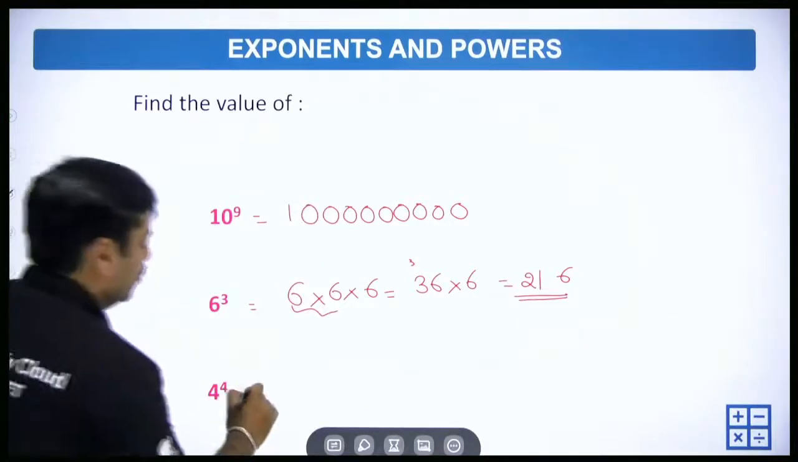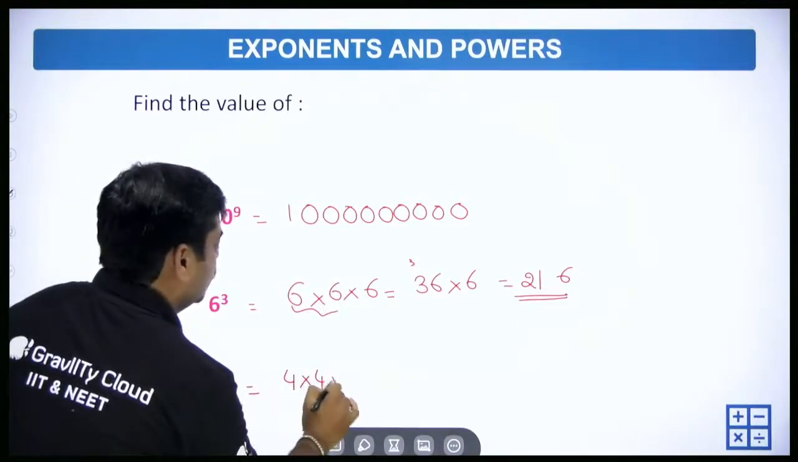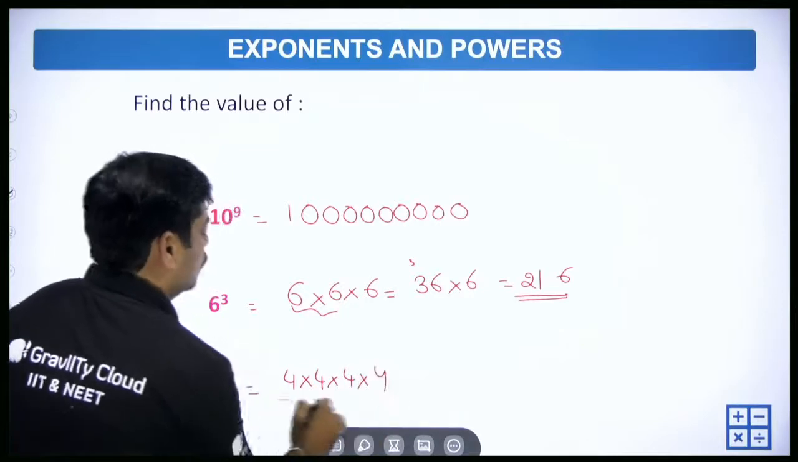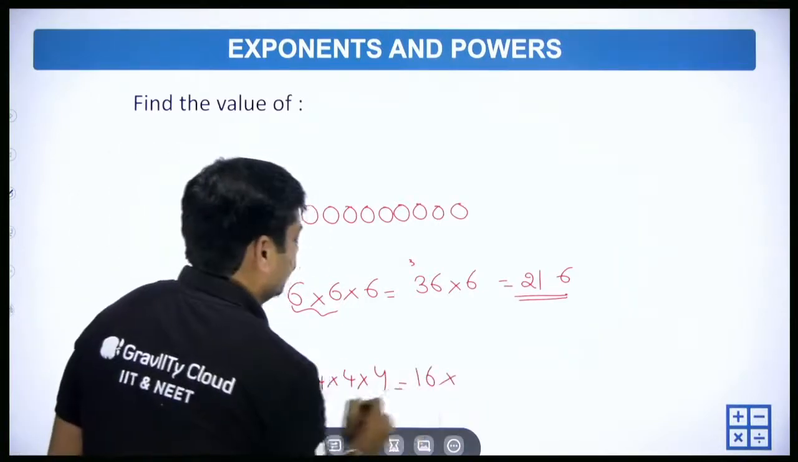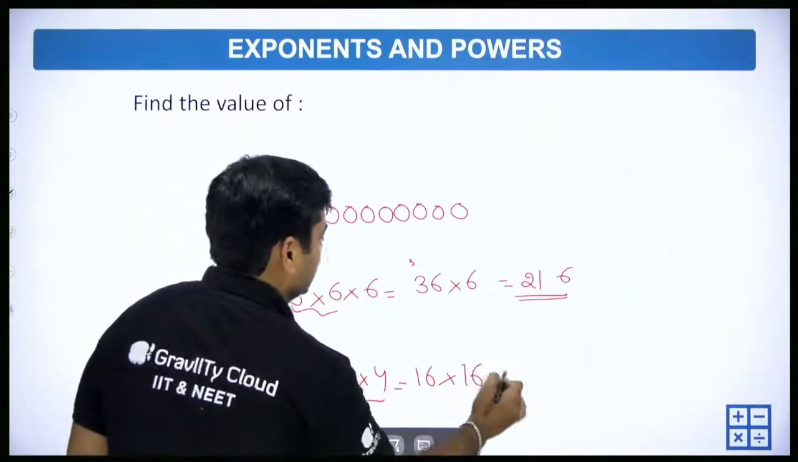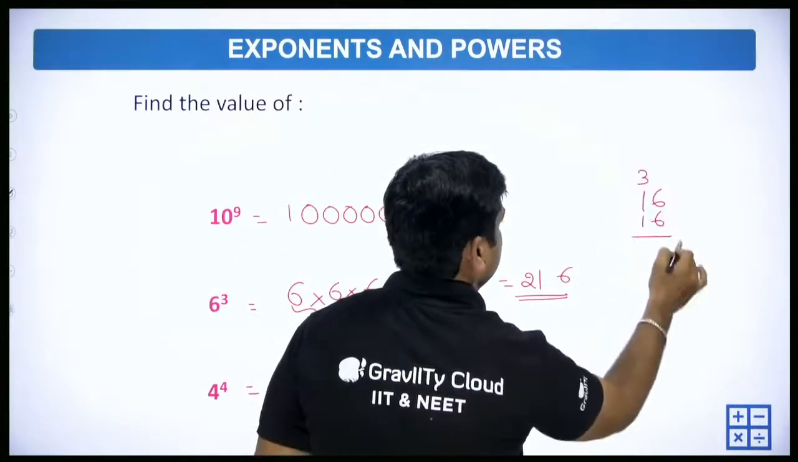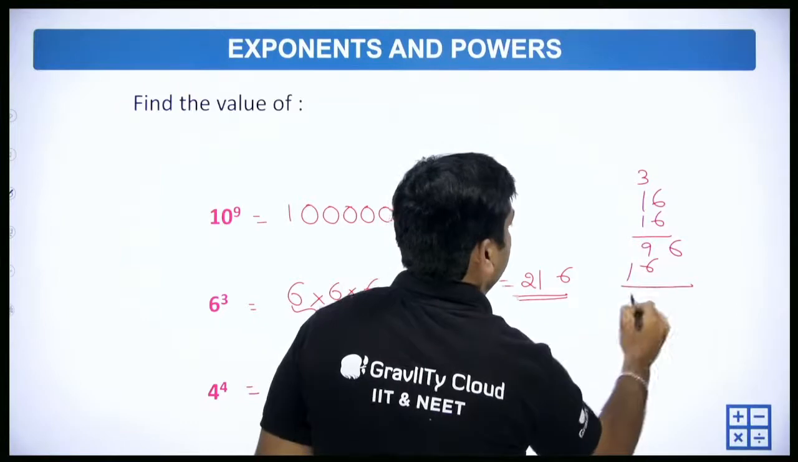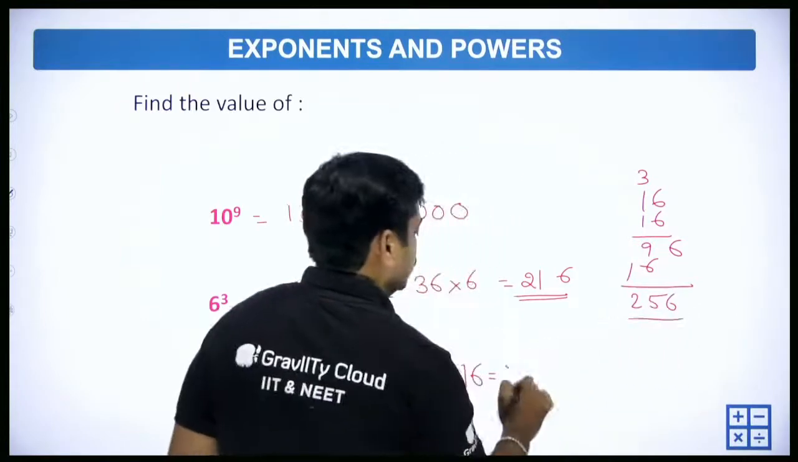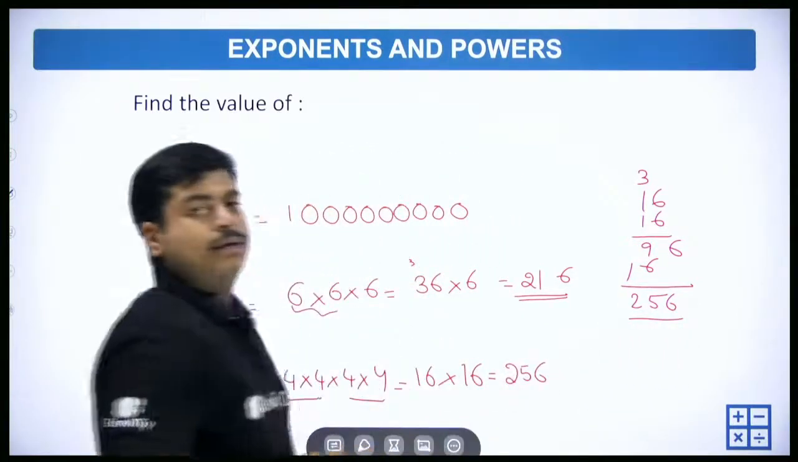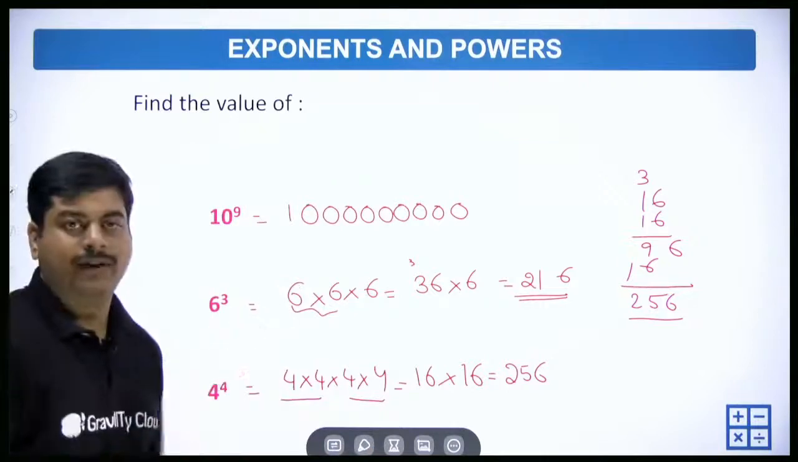So 4 to the power 4, 4 into 4 into 4 into 4. 4 4s are 16, into, again 4 4s are 16. So 16 16s, maybe 256. Let me check that. 6 6s are 36, 6 1 6, 7, 8, 9, 6 1. That becomes 256. Okay. So 256. So this is how you find the values, right?